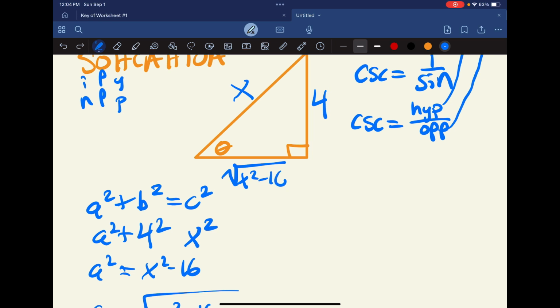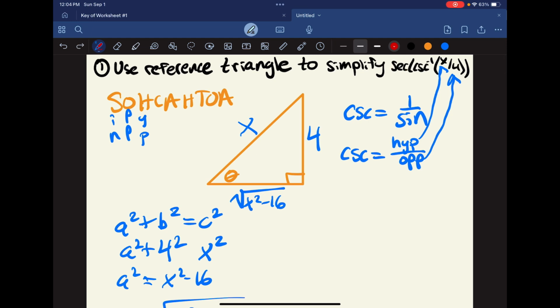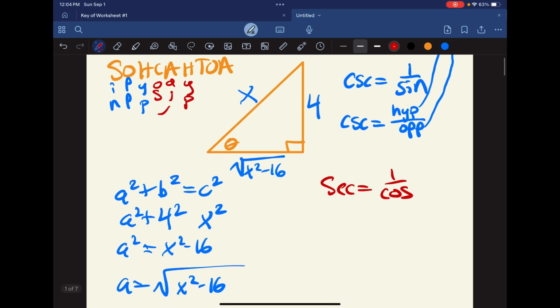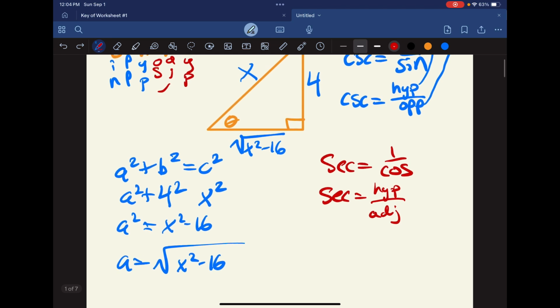Okay, so now we've got our completed reference triangle, and we can move on to the secant part of it. Secant is the inverse of cosine, and cosine is adjacent over hypotenuse. So if cosine is adjacent over hypotenuse, then secant must be hypotenuse over adjacent, right? Because it's just the flip, similar to cosecant. So secant equals x divided by the square root of x squared minus 16.